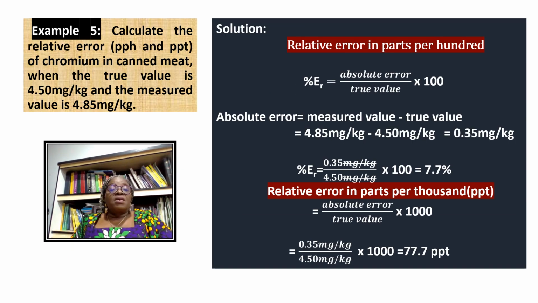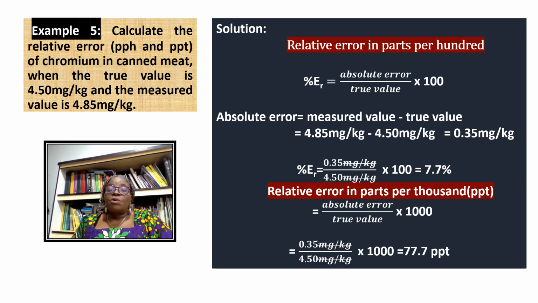Example 5. Calculate the relative error in parts per 100 and parts per 1,000 of chromium in canned meat when the true value is 4.50 milligram per kilogram and the measured value is 4.85 milligram per kilogram. From the above question, we already know the measured value and the true value. So if we subtract 4.85 milligram per kilogram minus 4.50 milligram per kilogram, we'll have 0.35 milligram per kilogram. That is the absolute error.